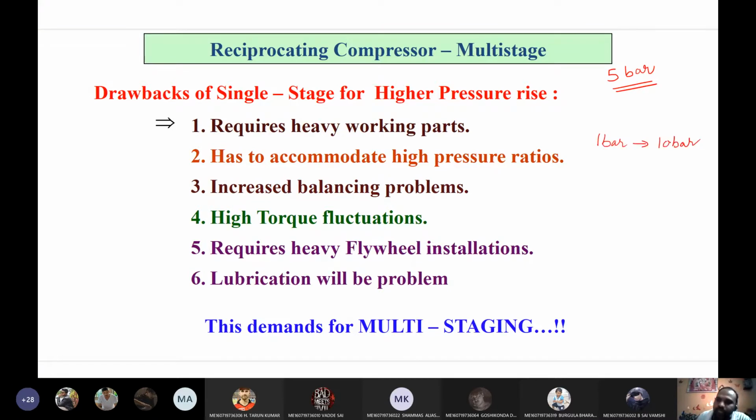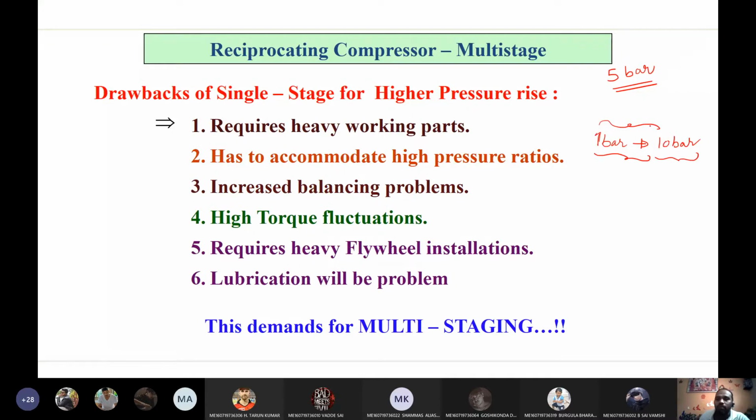If you use a single cylinder air compressor, that is a single stage air compressor, there will be so many difficulties, or you can say disadvantages, to using a single cylinder in order to raise the pressure from 1 bar to 10 bar. What are the problems associated with the single stage air compressor? We will see right now.